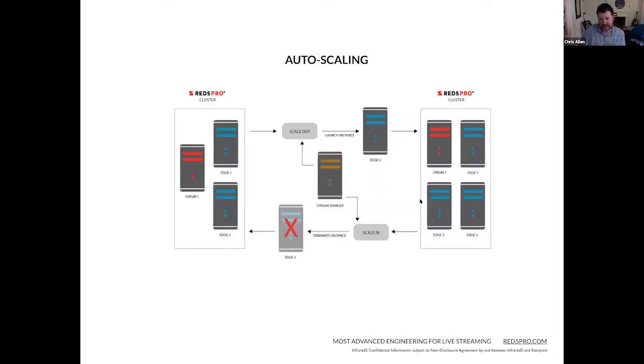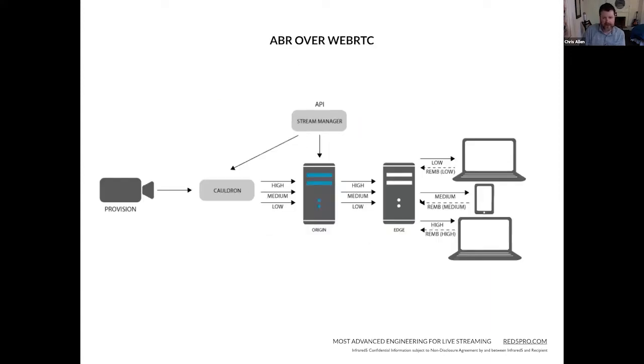It also takes care of auto scaling. It can move up and down and add instances as needed, depending on the load. We also have a unique approach to ABR. Our system will react and send the correct data down based on this RAMB message, which is happening over the WebRTC protocol.